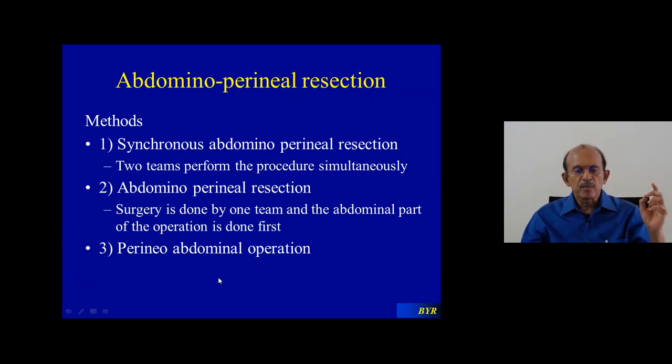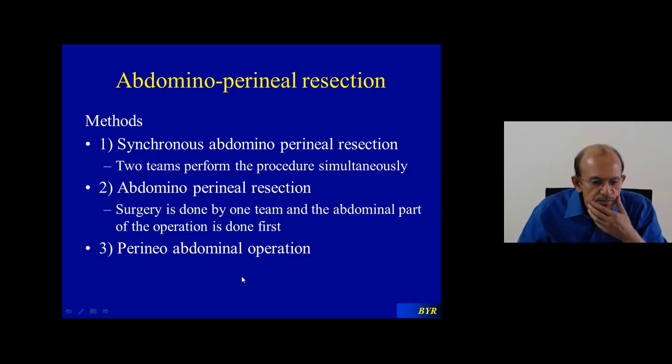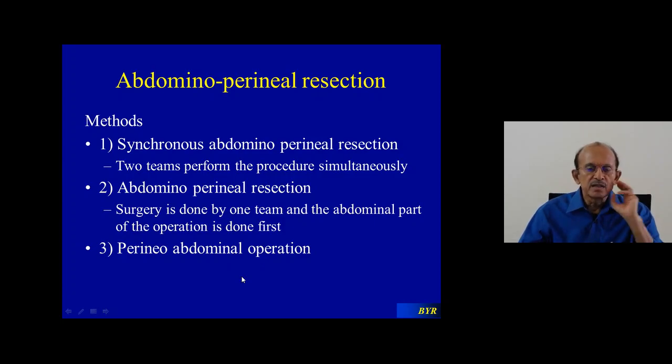Perineoabdominal operation. That means the surgeon first performs the perineal operation, that means separates the anal canal and cuts the levator muscle. Then he goes to the abdominal side, separates the rectum, removes the specimen from above and performs the colostomy. The colostomy is done for the descending colon. The end of the descending colon is brought out as the colostomy.